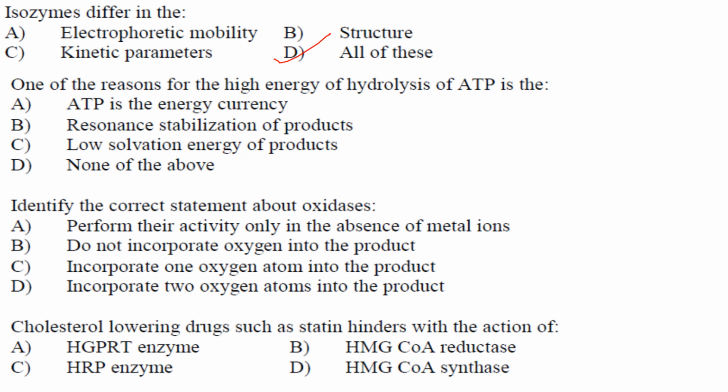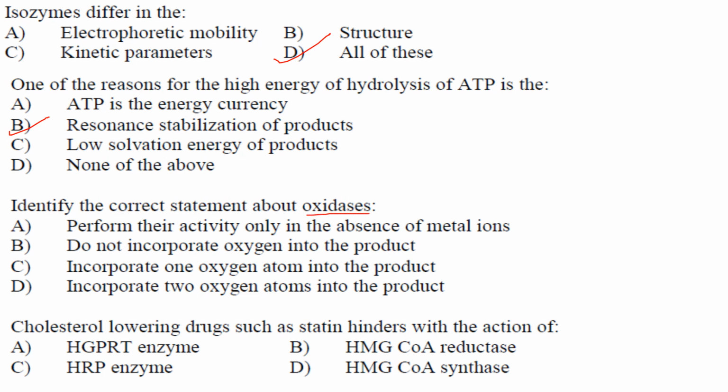Then one of the reasons for the high energy hydrolysis of ATP is resonance stabilization of products. The answer is option B. The products of ATP hydrolysis, that is ADP and Pi, have more stable resonance structures than ATP. So the answer is option B.